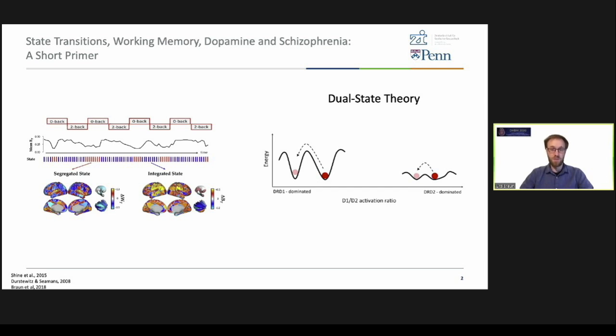While the other dynamical regime of the dual state theory says that if you have a D2 dominated state, then the energy landscape flattens and it's really easy to switch from one task to the other.